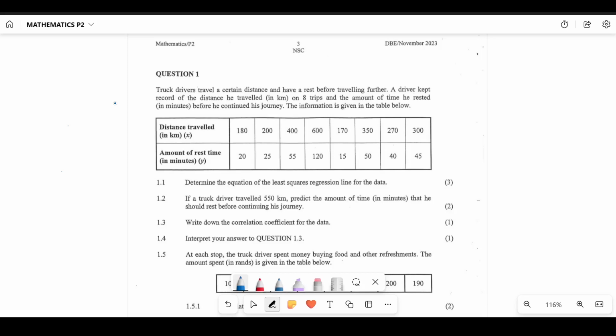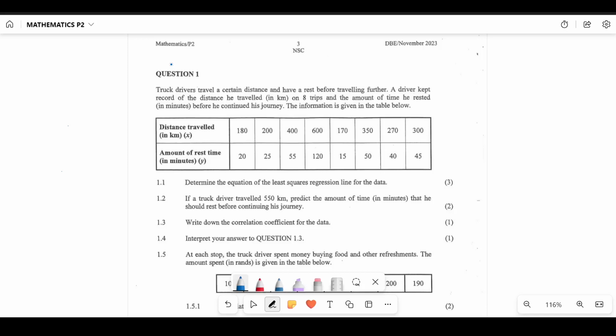Hello everyone. Today we are trying to make the memo for Mathematics Paper 2 that the learners wrote on 6th November 2023. Question 1. Truck drivers travel a certain distance and have a rest before traveling further.